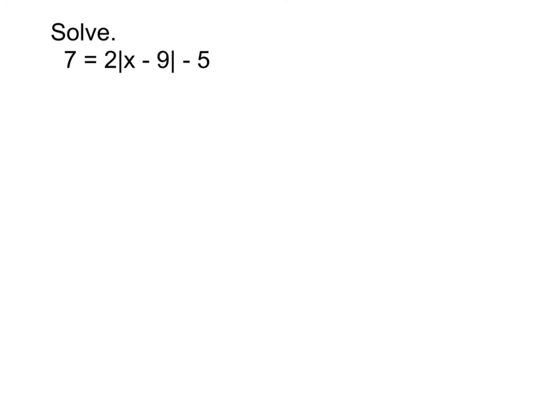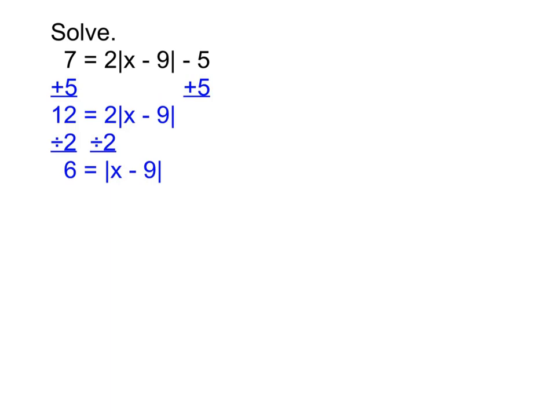All right, so what I want to do here is I want to start by getting the absolute value by itself. So that means I want to get this absolute value of x minus 9 all on its own there on the right-hand side, which means getting rid of the 2 and the -5. In order to get rid of those, I do want to get rid of the subtraction first. So I add the 5 to both sides, and then I can divide both sides by 2.